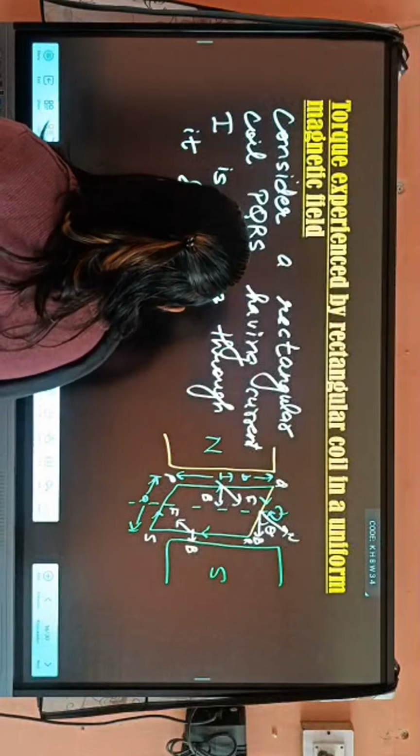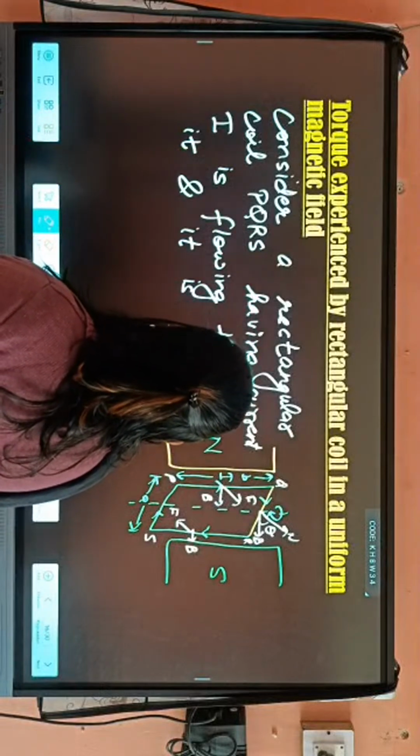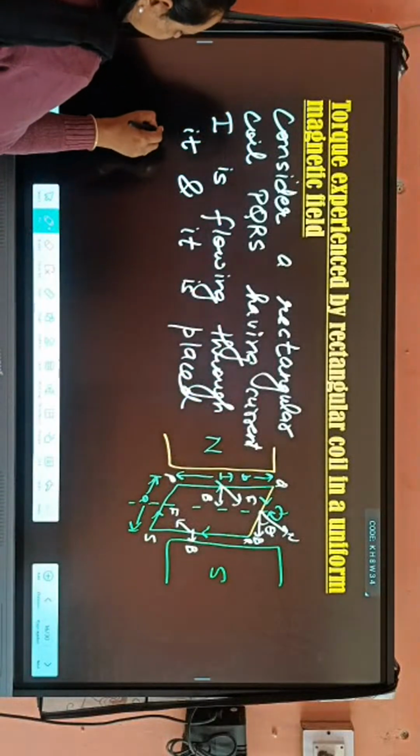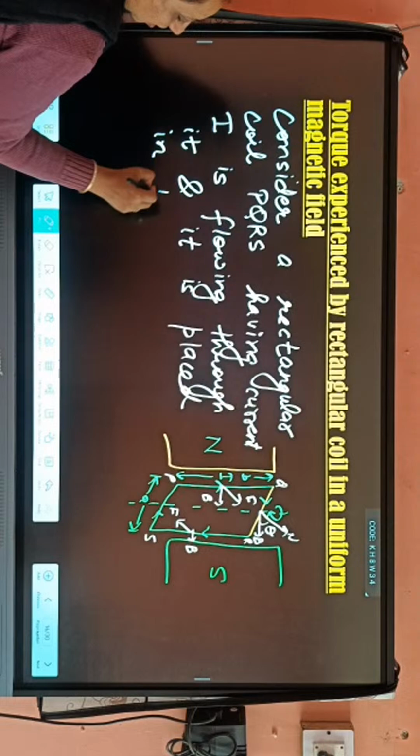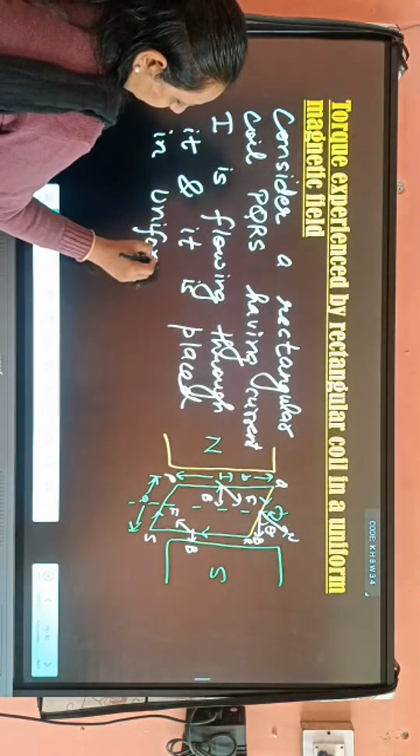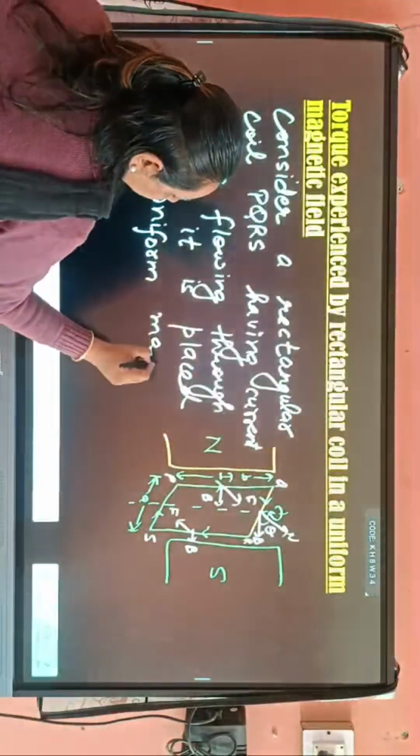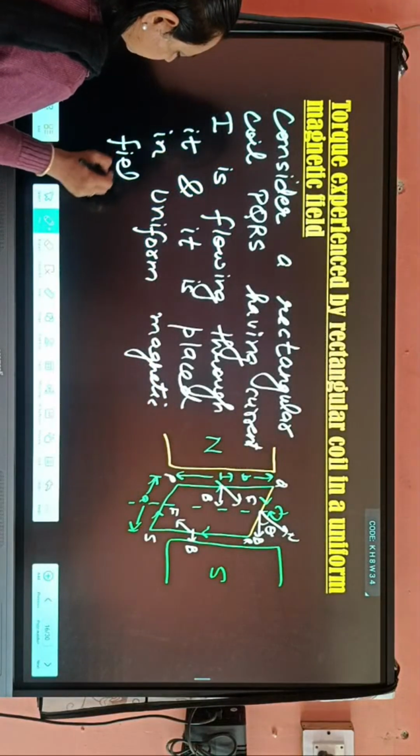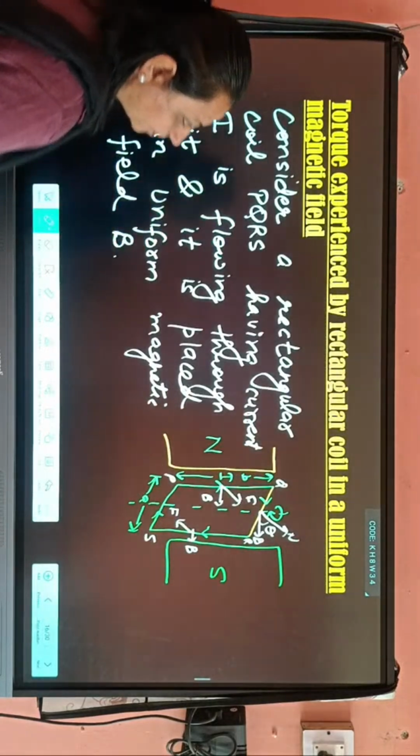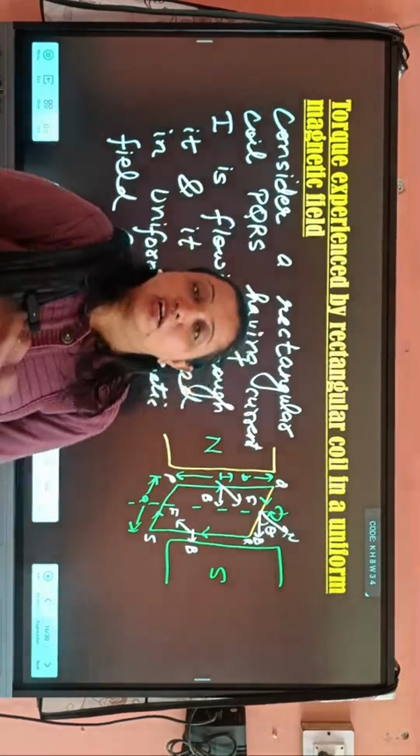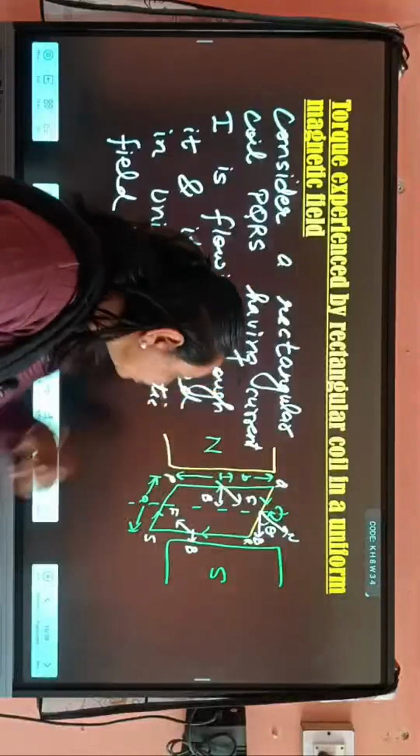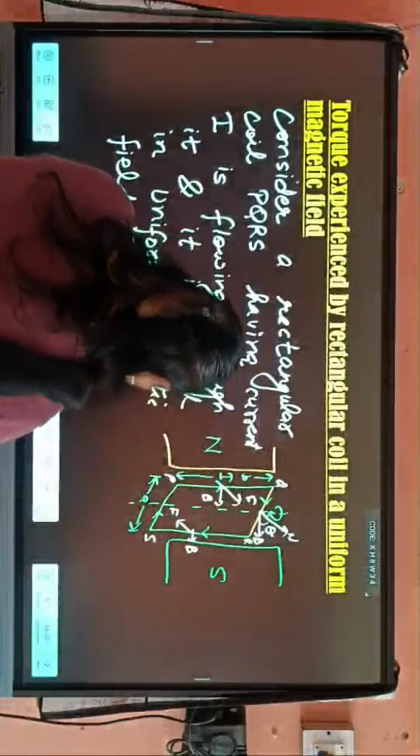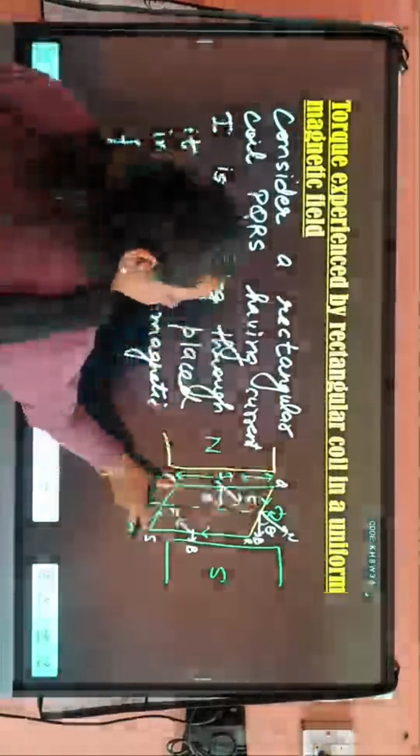And it is placed in uniform magnetic field B. Let us consider the area of this rectangular coil is A. This is breadth, this is length. Here, side b and side a.